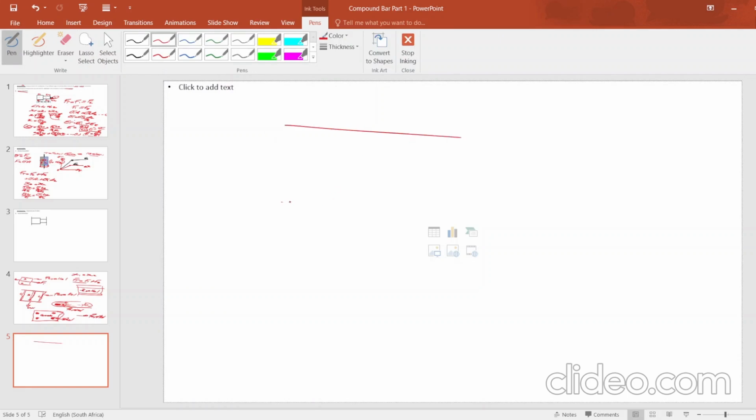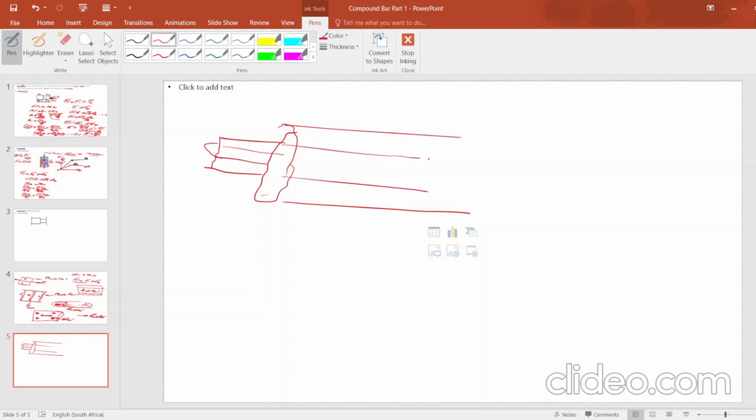You are given a tube, right? You know me and drawing. Then you are having bolts or nuts there. It doesn't matter, right? The inside part of it, right?